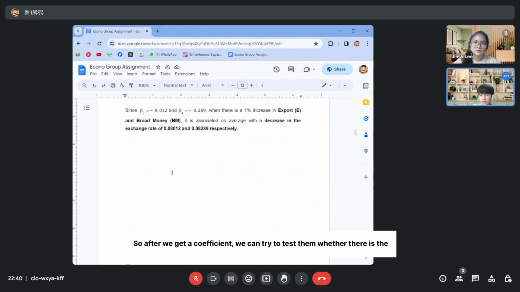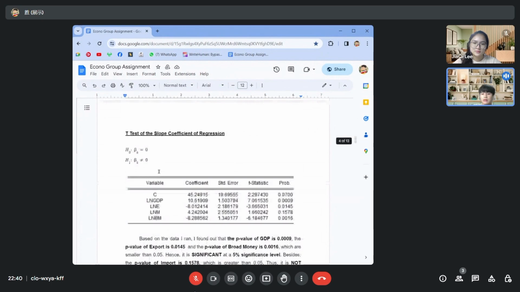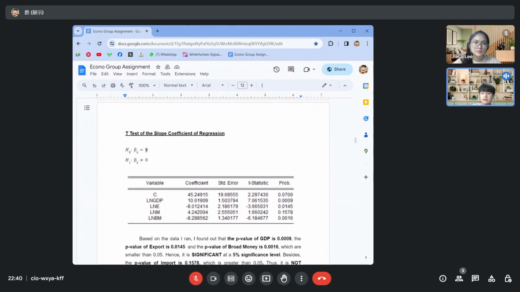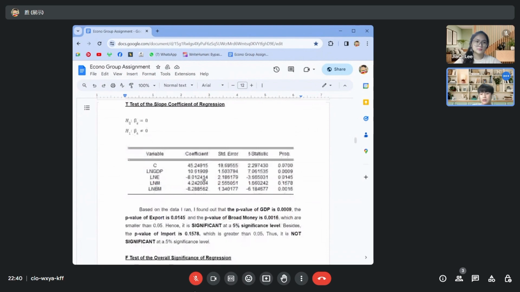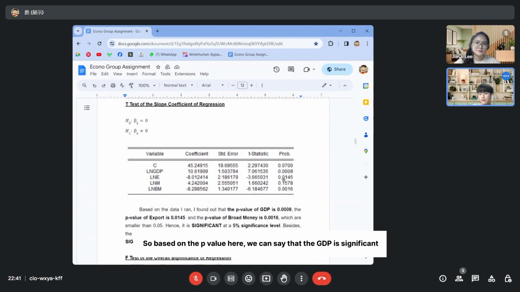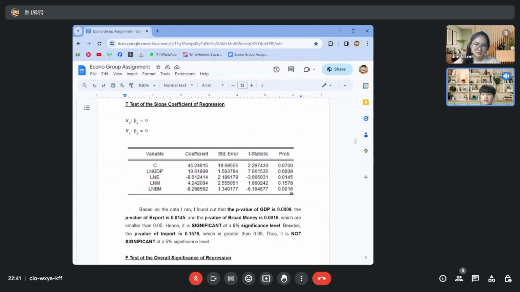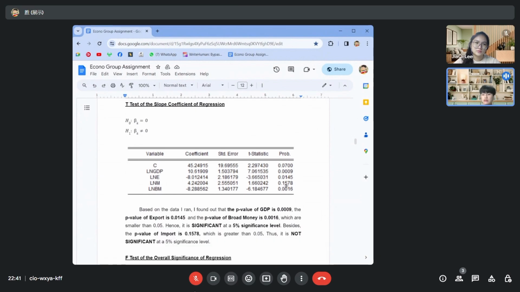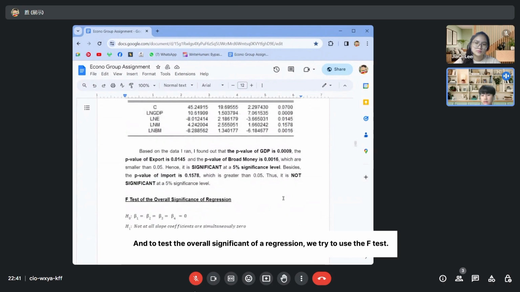After we get the coefficients, we can test whether they are significant or not. To test them, we let our null hypothesis be that the coefficient equals 0, against the alternative not equal to 0. Based on the p-value here, we can say that the GDP, the export and the broad money are significant because the p-value is less than 0.05, and only the import is not significant because it is greater than 0.05. Okay, so it's still okay.